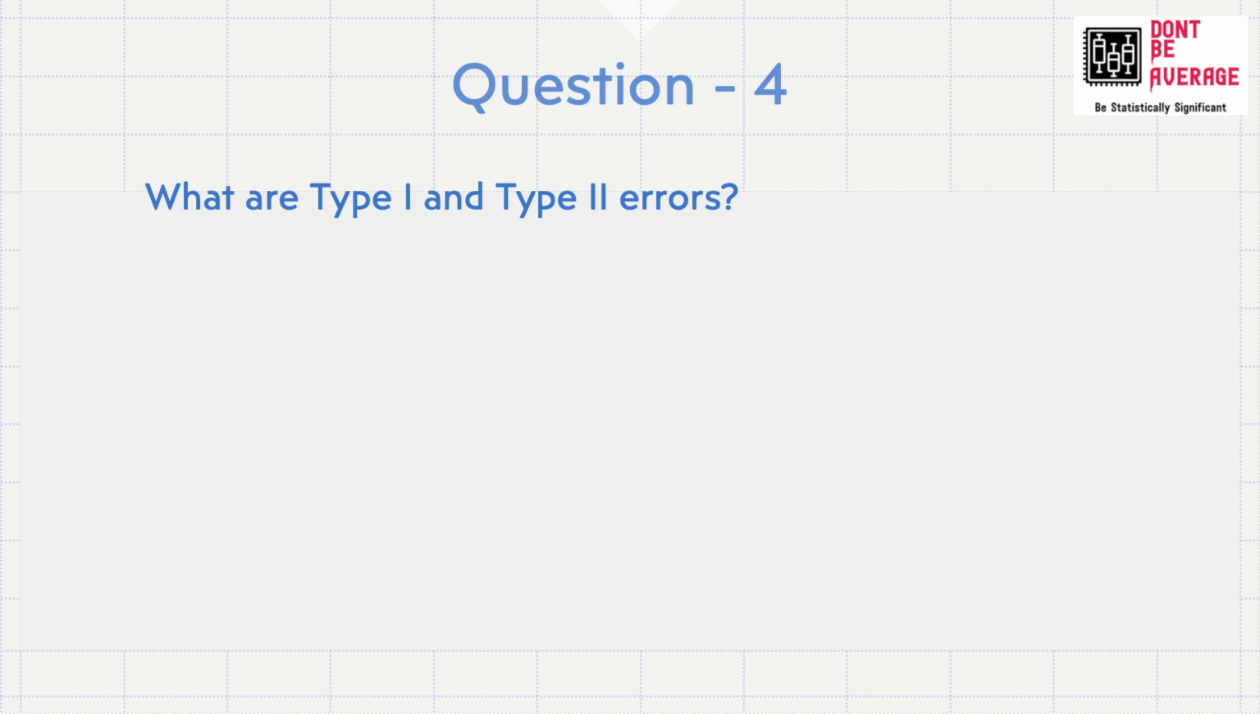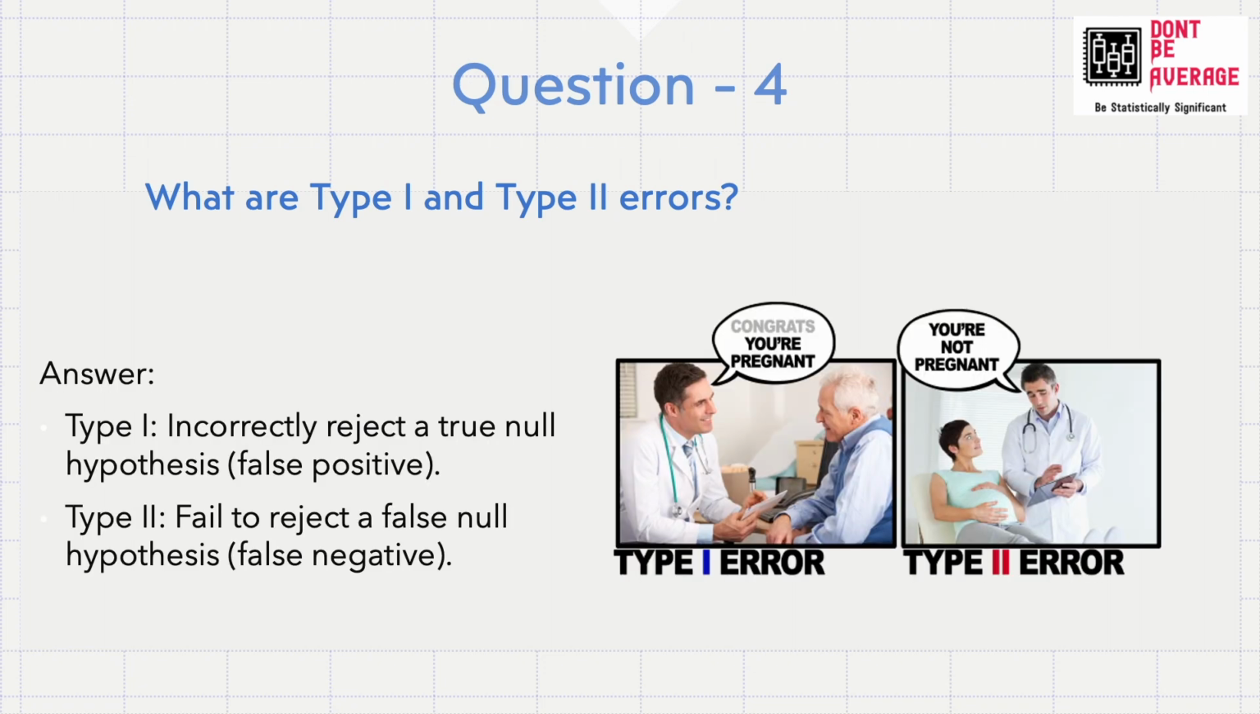Question number 4. What are type 1 and type 2 errors? Type 1 error occurs when we reject the true null hypothesis, and type 2 error occurs when we fail to reject a false null hypothesis. Here is one example which will make it easy for you to remember what is type 1 and what is type 2 error.